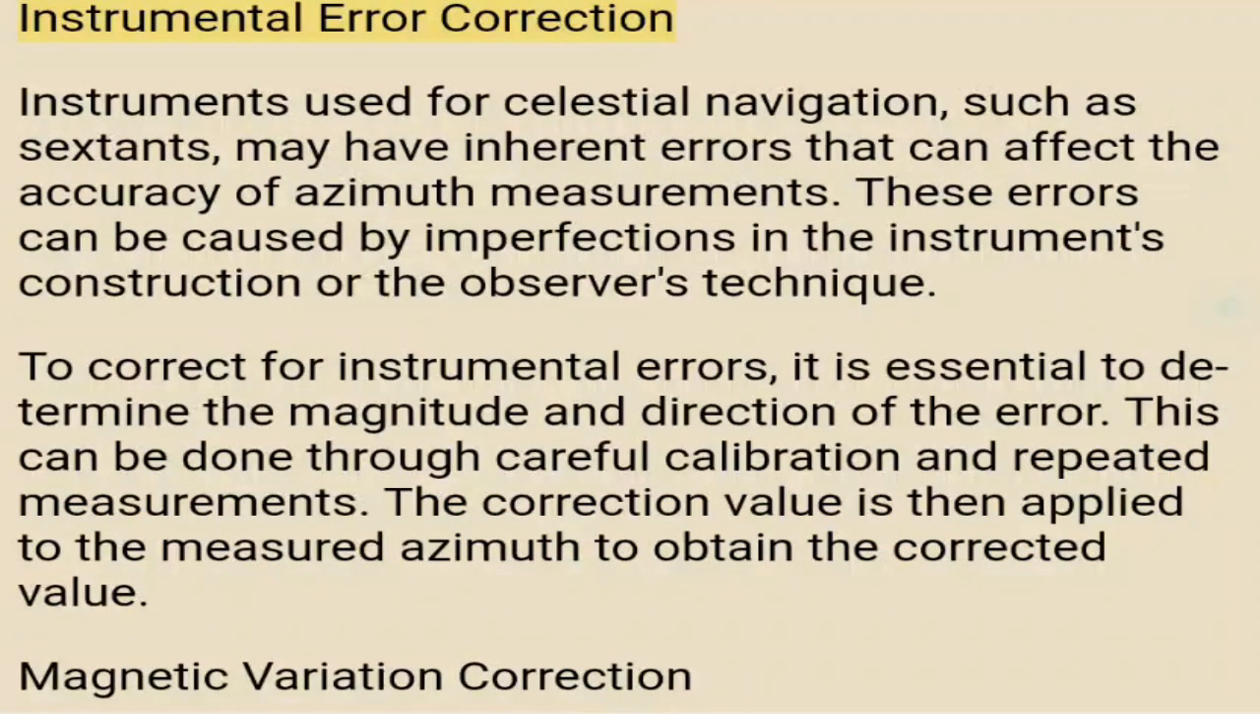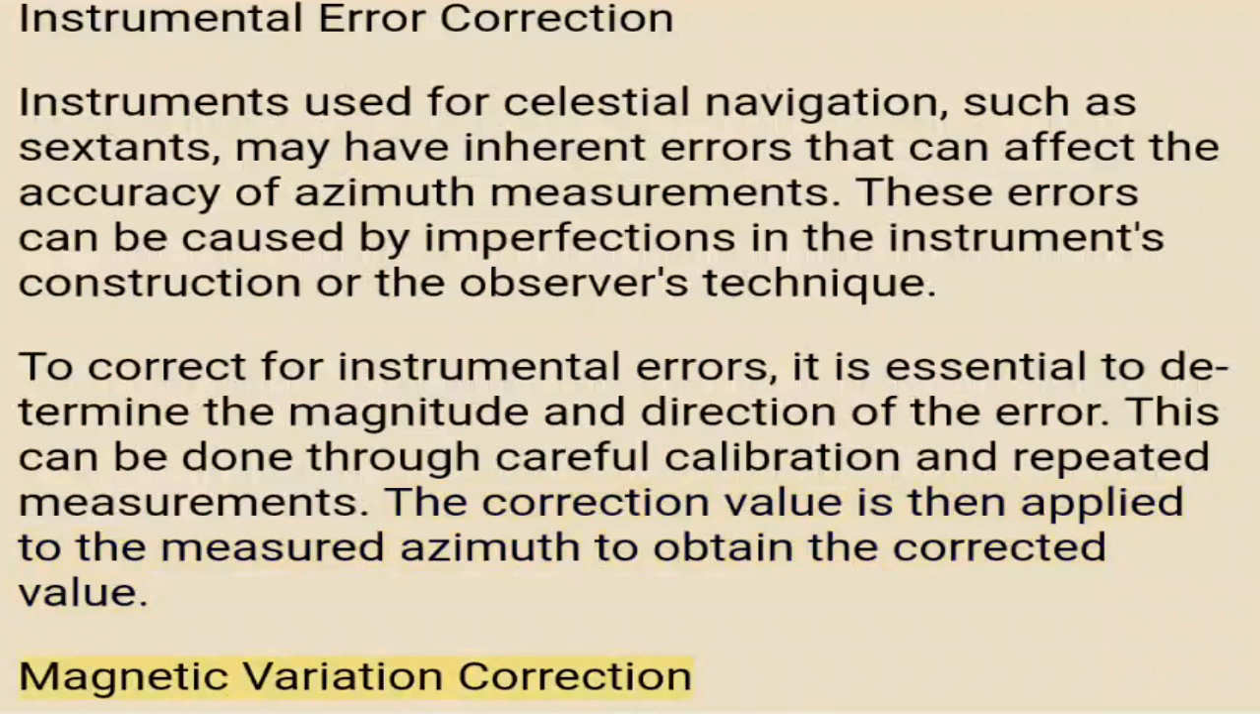Instrumental error correction. Instruments used for celestial navigation, such as sextants, may have inherent errors that can affect the accuracy of azimuth measurements. These errors can be caused by imperfections in the instrument's construction or the observer's technique. To correct for instrumental errors, it is essential to determine the magnitude and direction of the error. This can be done through careful calibration and repeated measurements. The correction value is then applied to the measured azimuth to obtain the corrected value.